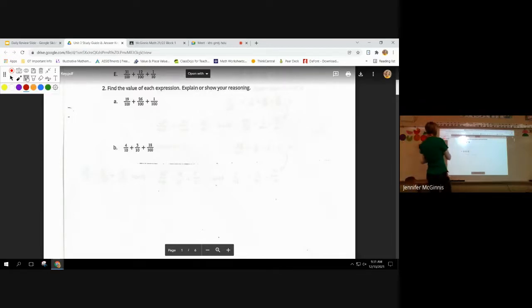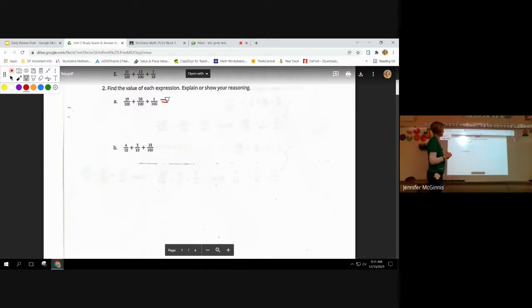So let's talk about this. It says, find the value of each expression. For letter A, this should be quick. Why should A be quick? David? Because none of them are a 10. They already all have a common denominator. So we don't really have much we have to do, right? What's the value here? Let's just do this one real quick.